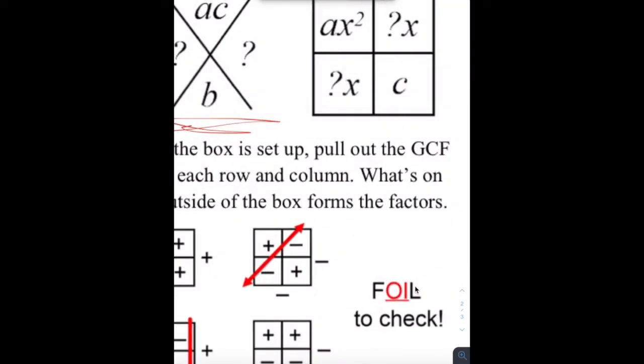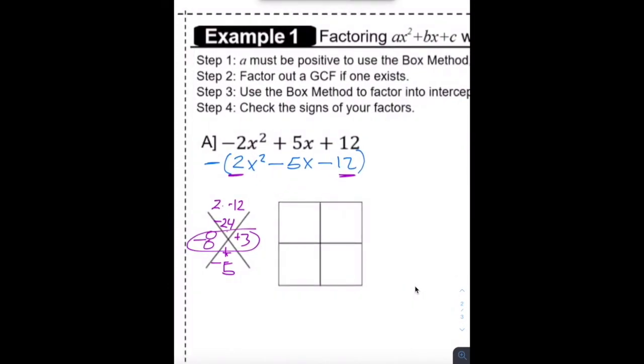Now we follow the instructions from up here. Remember ax squared goes at the very top of the box, c goes at the very bottom. So ax squared in this case is our first term, so we put 2x squared, and the last term is the negative 12. Now we put the two numbers that we found, the negative 8 and the 3. It doesn't matter where you put them, you could reverse them. However, this is a key thing to remember: you gotta add an x to these two numbers so we can factor the box out, or you're going to get this wrong.